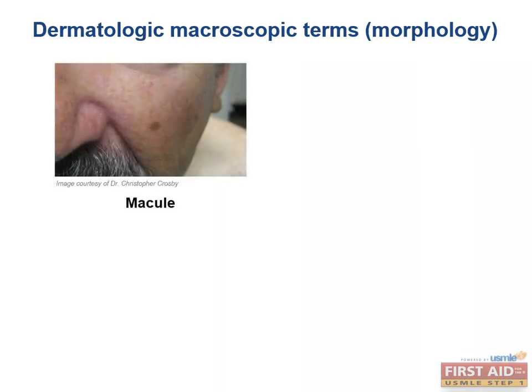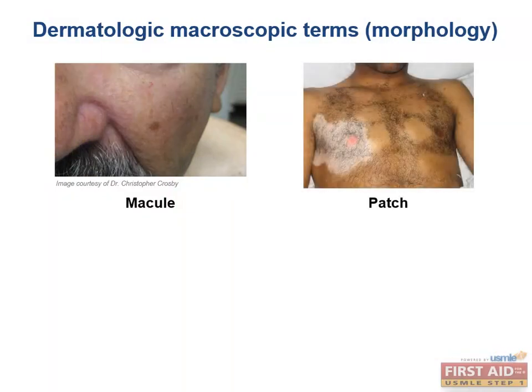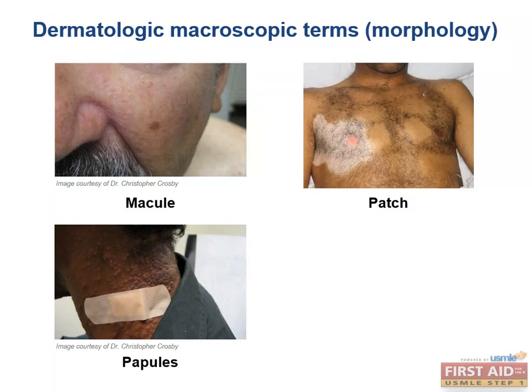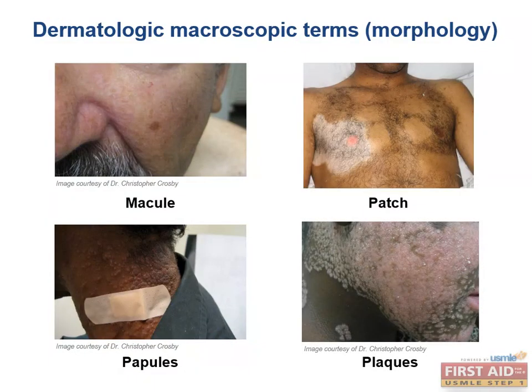What is the key differentiator for the terms? It's the size. A macule is a flat discoloration of the skin that's less than 1 centimeter in diameter. However, if this discoloration were greater than 1 centimeter, it would be called a patch. Similarly, if this skin lesion were less than 1 centimeter, but now it was elevated, it would be called a papule. And if it were greater than 1 centimeter, and it was elevated, it would be called a plaque.